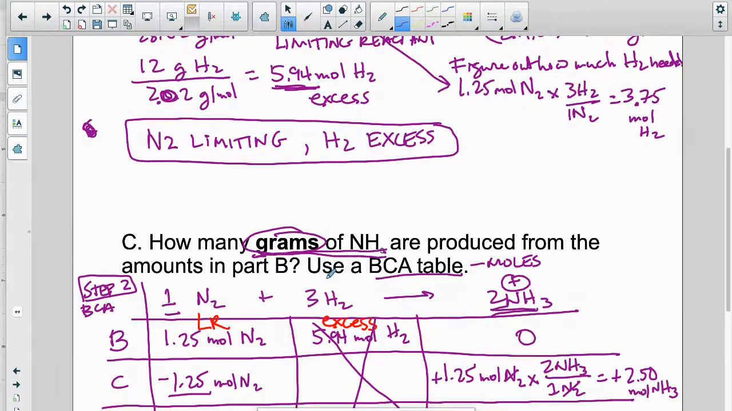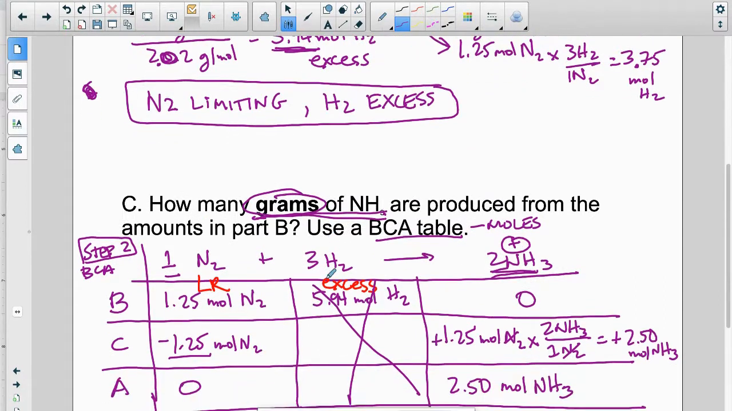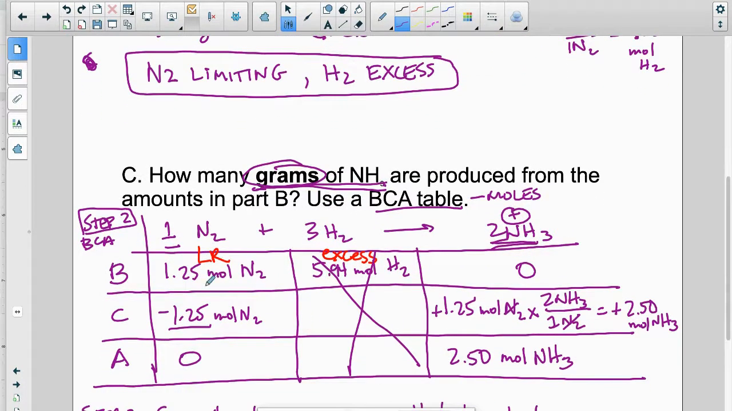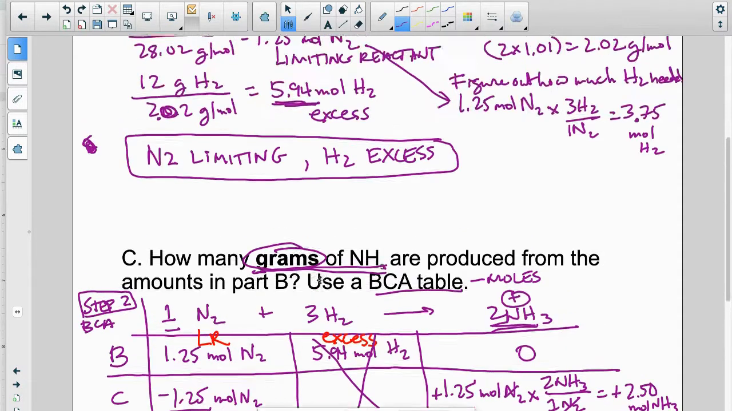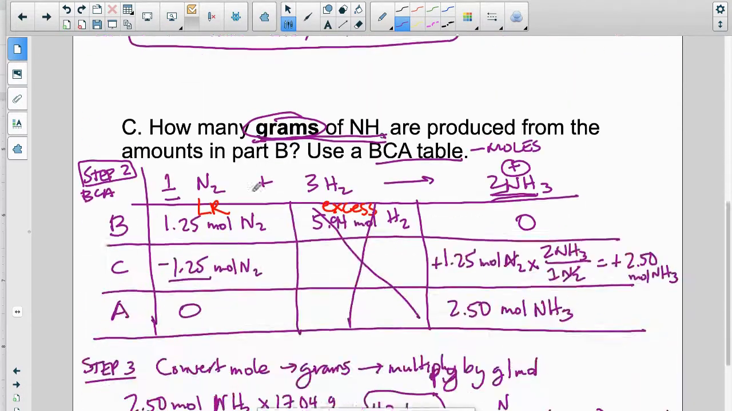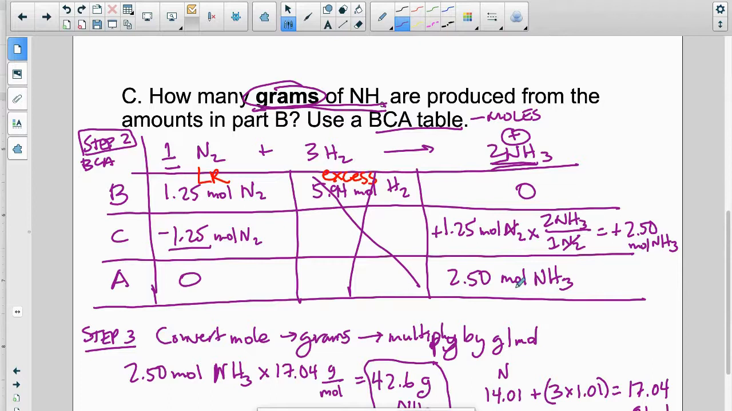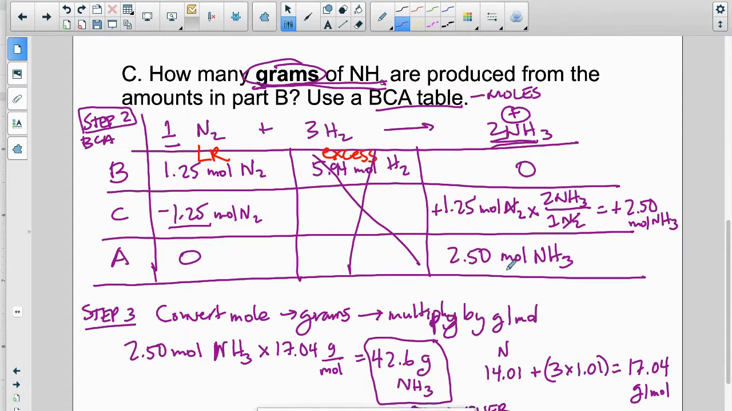Then in part C, it asked for the grams of NH3. So we had to use a BCA table with our moles that we found in part B. And we found that we had 2.5 moles of NH3 produced. So then in step 3, we convert that 2.5 moles to grams using the molar mass of NH3.